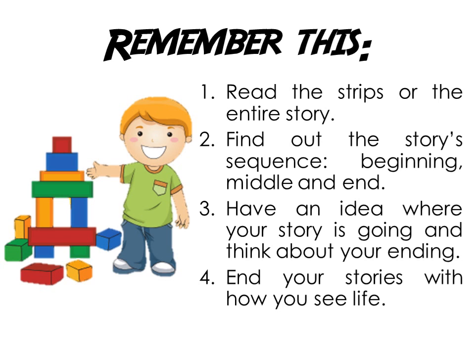Now, remember this. Number 1, read the strips or the entire story in order for you to get the correct ending. Number 2, find out the story sequence. What is the beginning, middle, and end? Number 3, have an idea where your story is going and think about your ending. Number 4, end your stories with how you see life. When we see how you see life, what do you think will most likely happen?